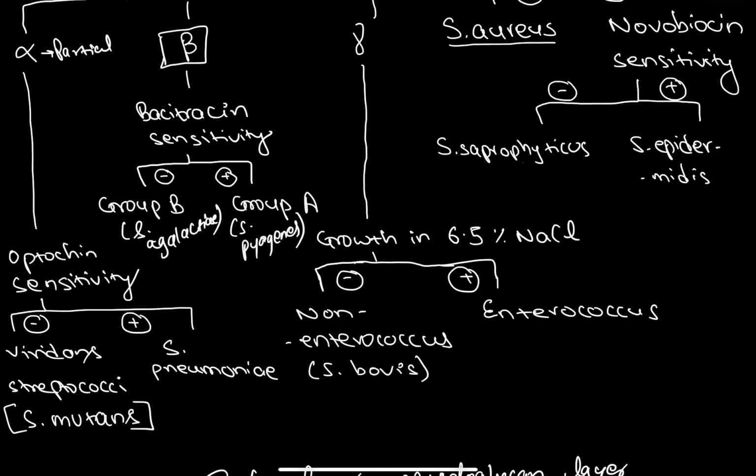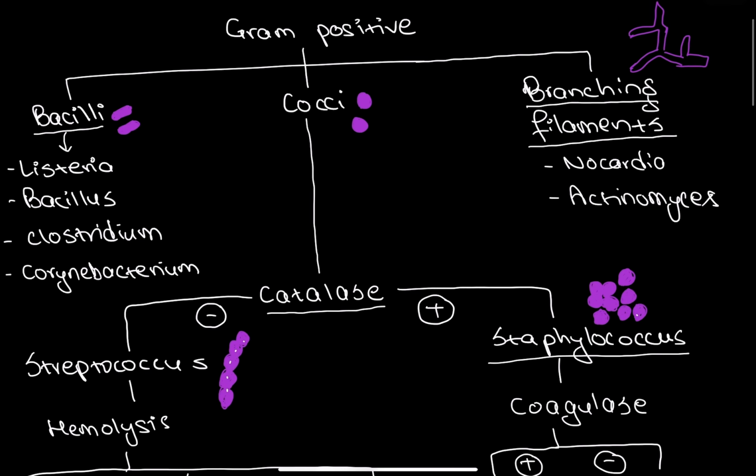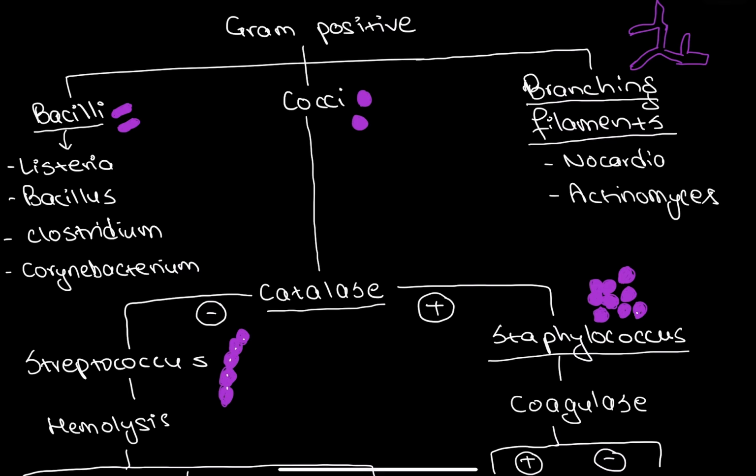So we will put in 6.5% NaCl and look for the growth of the organism. If the organism grows, then they are known as enterococci, for example Enterococcus faecalis or Enterococcus faecium. And if the organisms are unable to grow in this high concentration of salt, then they are non-enterococci, for example Streptococcus bovis. So this is all for today. I hope you guys understood this classification. We will meet up in the next video.